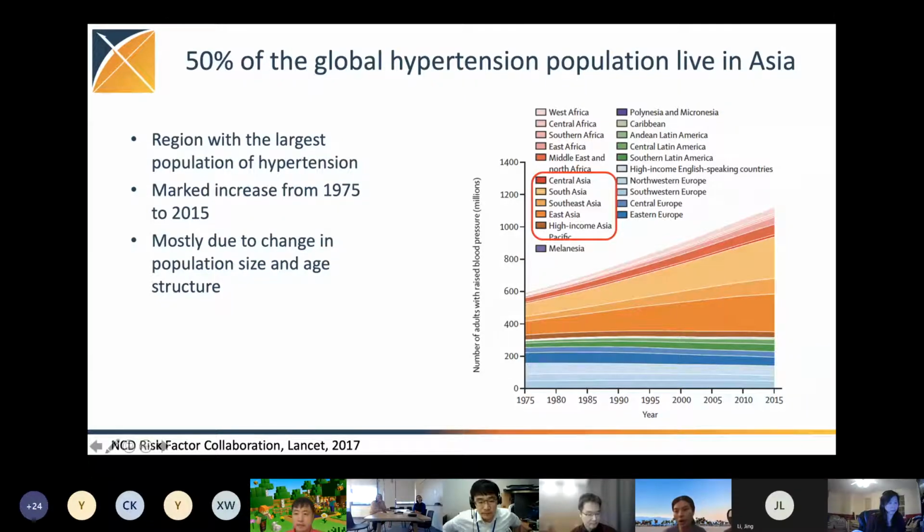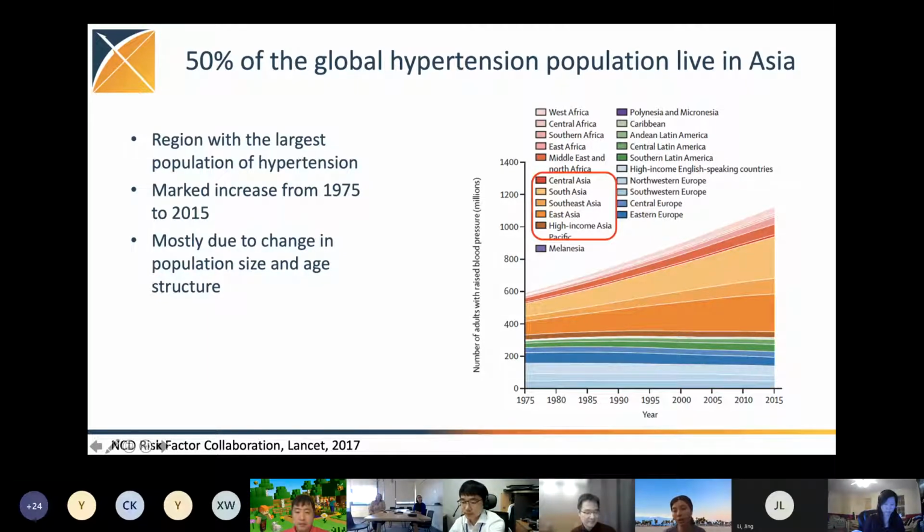As we show here on the graph, showing the trends of prevalence of hypertension over the last 4 decades, since 1975 to 2015, there's a large increase in prevalence of hypertension in the Asian region. And this is mainly due to the change of the age structure as the population is aging, and also the size of the population in this region is really large.